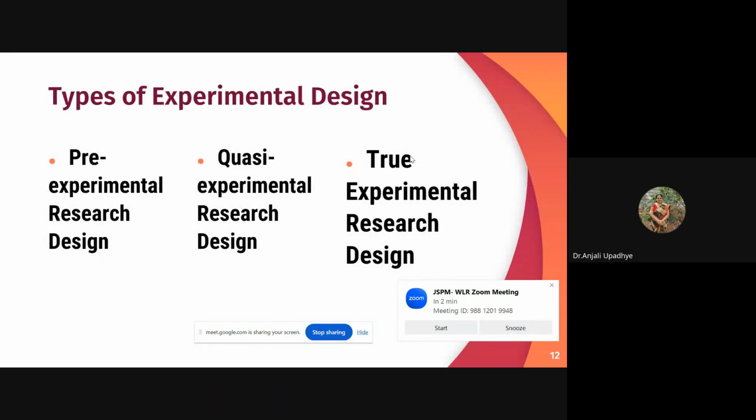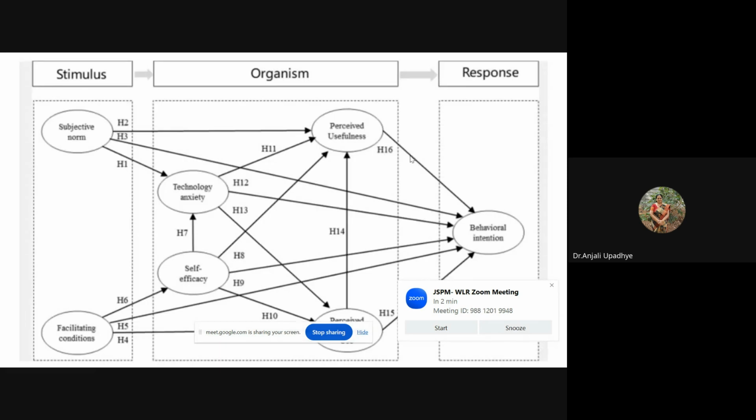So basically, we studied yesterday the pre-experimental, quasi-experimental and true experimental designs. But here you can see a particular model, which depends totally on experimental designs. You can see the stimulus, the subjective norm and the facilitating conditions, but our outcome is the behavioral intention.